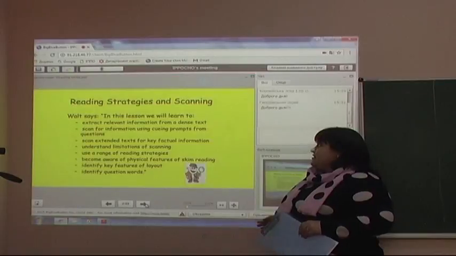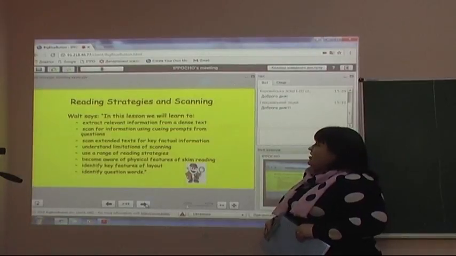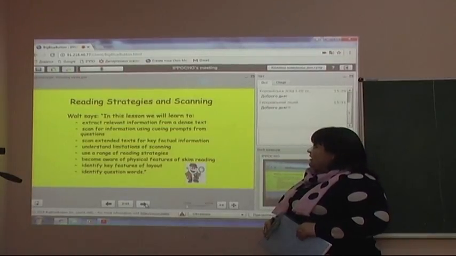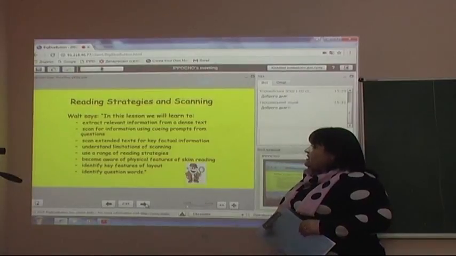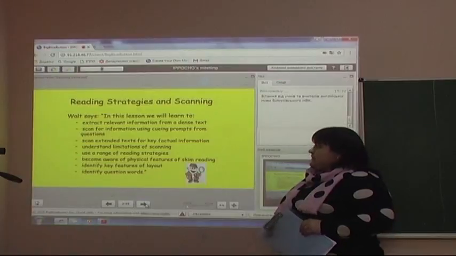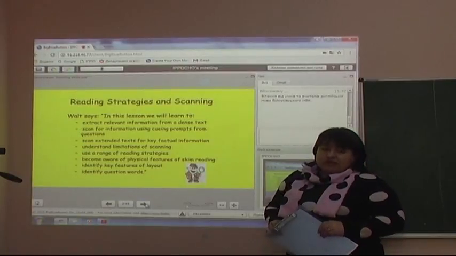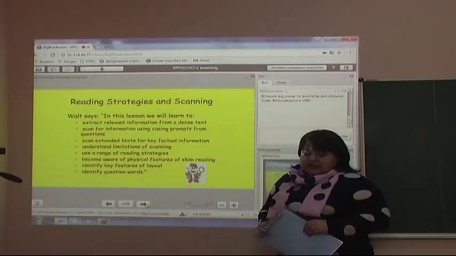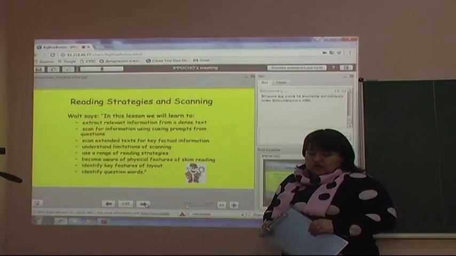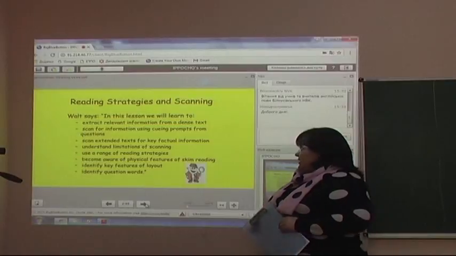For example, in these lessons we will learn to extract relevant information from the dense text, scan for information using cueing prompts from questions, scan extended text for key factual information, understand limitations of scanning, use a range of reading strategies, and become aware of physical features of skim reading. Identify key features of layout, identify the question words.